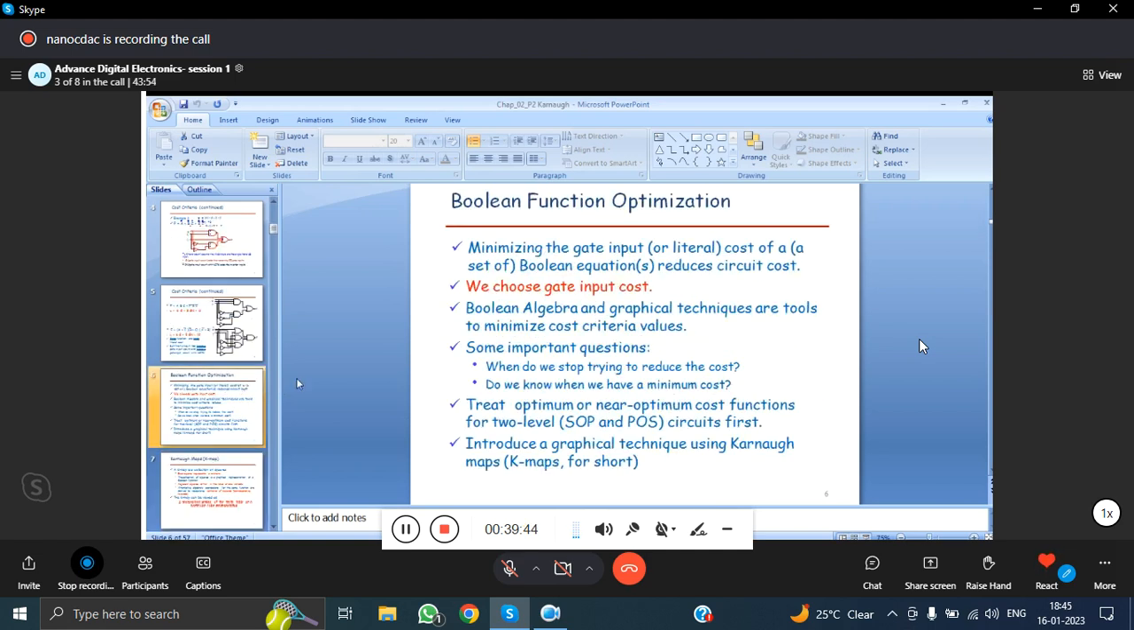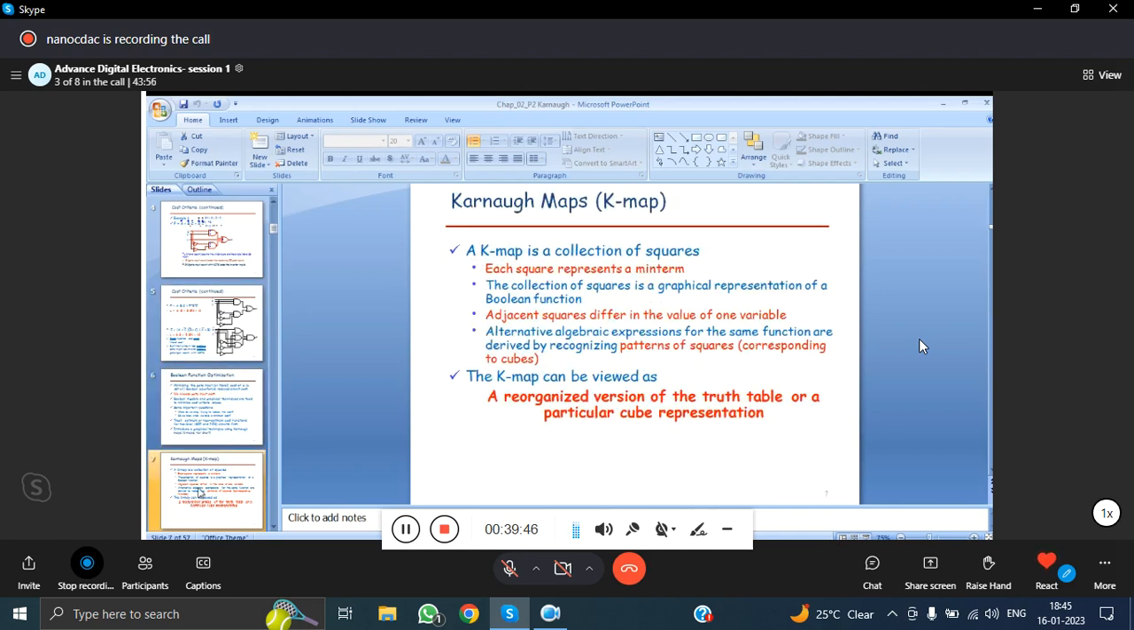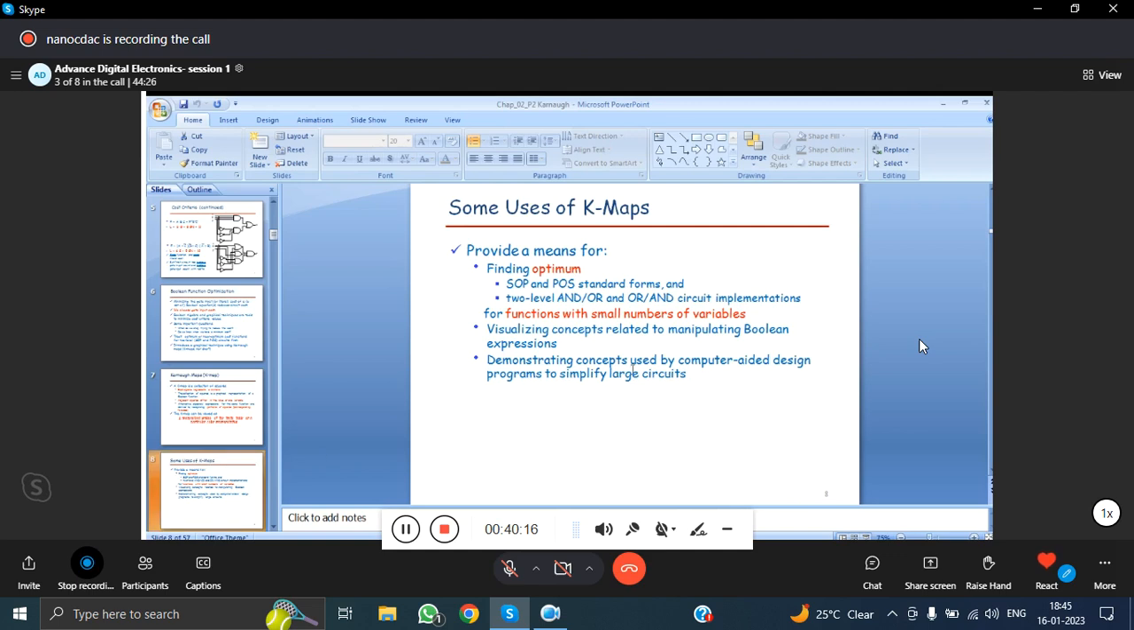So I'll show you. We will see some highlights on this. Adjacent squares differ in the value. So there is a 4 variable KMap, 2 variable KMap, 3 variable KMap. Each and every square is representing a different value. A KMap can be viewed as a reorganized version of the truth table, or else as a particular cube representation.